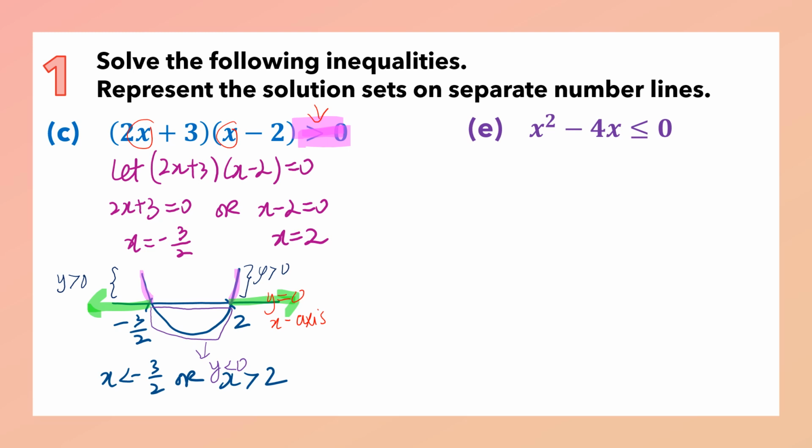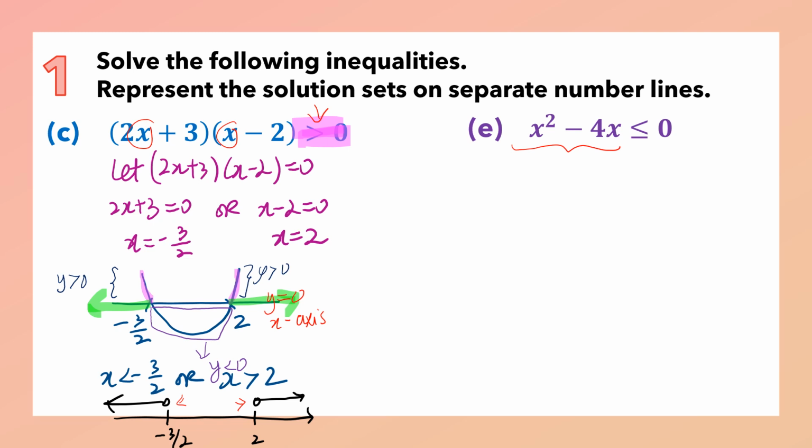Let's look at part E. We can see that it is not factorized for you, so we have to carry out the factorization. Oh, sorry, first we have to draw the number line. Yes, you have to represent your solution sets on the number line. You will see that it's an empty circle because it does not include 2. Likewise, for the other one, it's also an empty circle because it does not include negative 3 over 2.